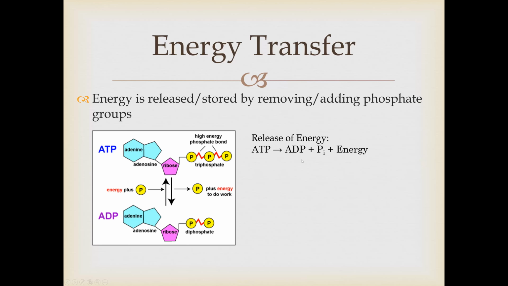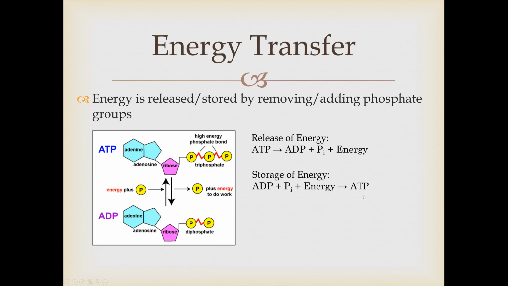So to review in equation format, and you should know both these equations, if we take ATP and we break off a phosphate, that is releasing energy. If we break off a phosphate, we get energy that we can use to do something, and we're left with ADP. And then if we have extra energy to store, we take the ADP, think of it as the empty molecule, we add the phosphate back to it along with the energy we want to store, and it's now stored up inside ATP.